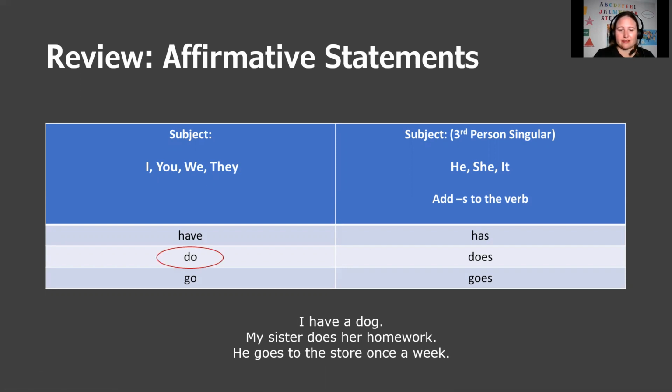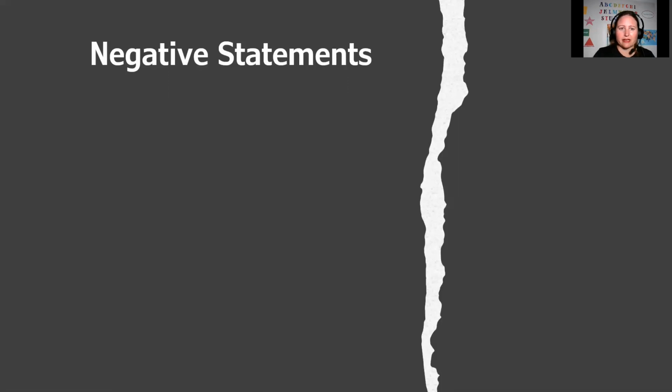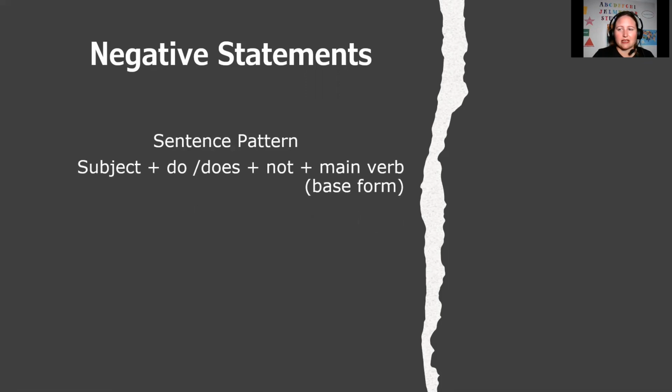For the negative statements, we're going to focus on the verbs do and does. So here is the sentence pattern for negative statements. The subject first, then do or does, not, plus the main verb in base form. This is the same form that we use for I, you, we, and they.